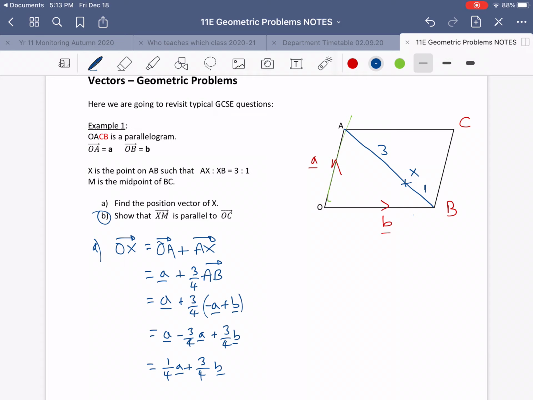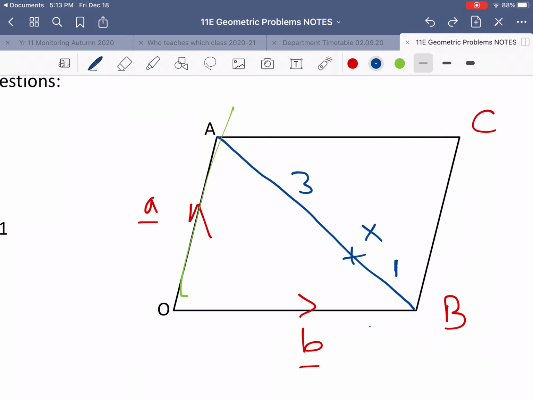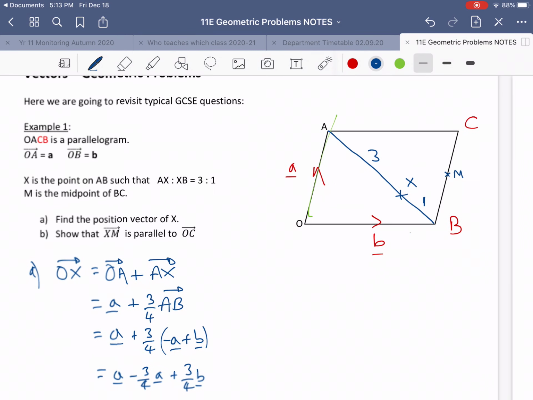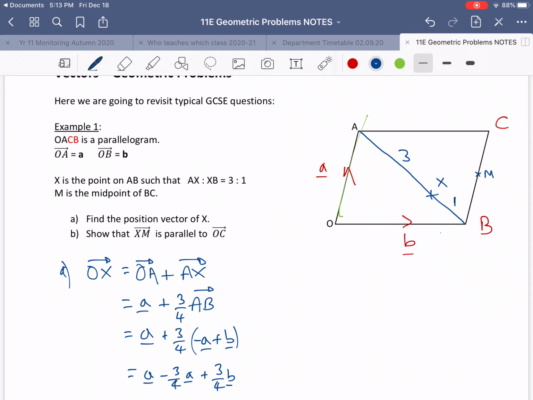Now part B asks us to show that X to M is parallel to O to C. So X to M, oh, where's M? Well, let's go back to the question. M is the midpoint of BC. So M is going to be there, the midpoint of BC. And I want to show that X to M, so from there to there, is parallel to O to C. Apparently these two lines, that one there and that one there, are parallel. I have to show that they are.